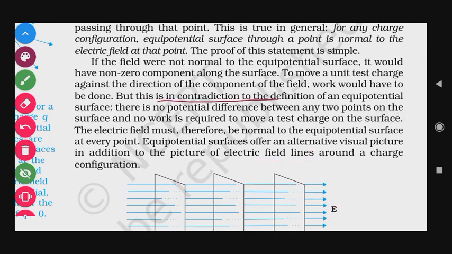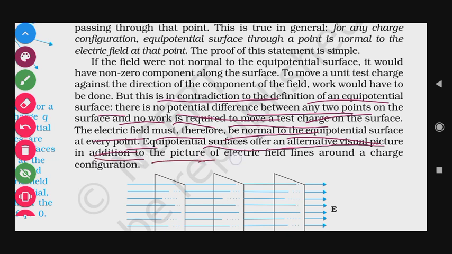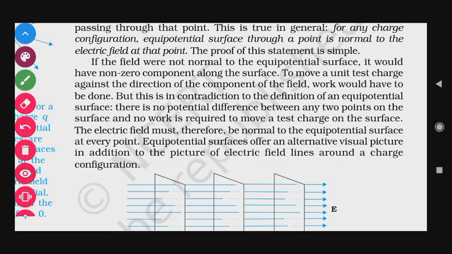But this contradicts the definition of an equipotential surface: there is no potential difference between any two points on the surface and no work is required to move a charge. This I have explained to you. The electric field must therefore be normal to the equipotential surface at every point. Equipotential surfaces offer an alternative visual picture in addition to the picture of electric field lines around a charge. Apart from the electric field, we can visualize charge and configuration with the help of equipotential surfaces.